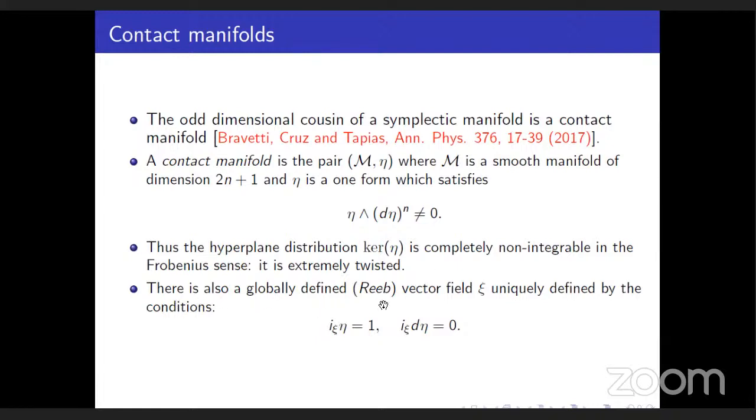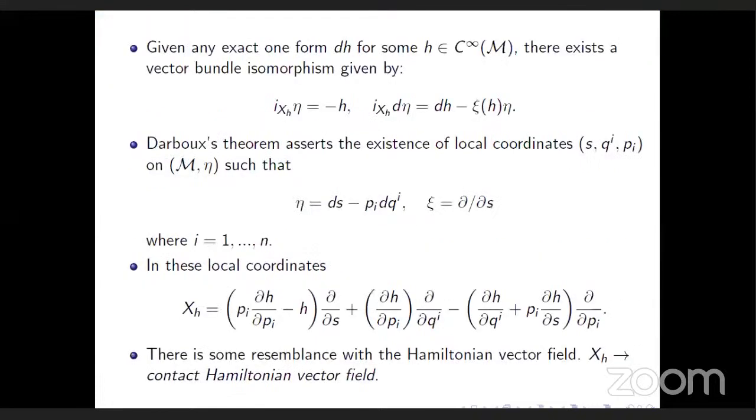So there exists a globally defined vector field. So this is globally defined. It's called the Reeb vector field, which is defined through the following conditions. The first one actually tells you that eta is, in a sense, dual to the one form, as in Xi is in a sense dual to the one form eta.